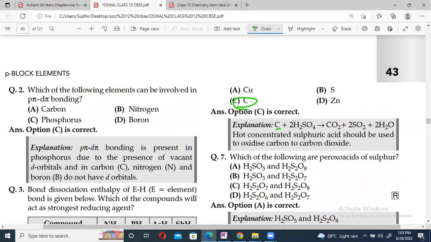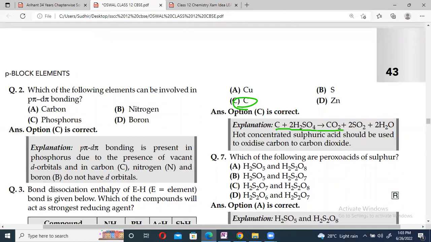Why? Because when carbon reacts with sulfuric acid, it gives CO2, SO2 and water. See, these are the two gaseous products obtained. So hot concentrated sulfuric acid oxidizes carbon to carbon dioxide and SO2.